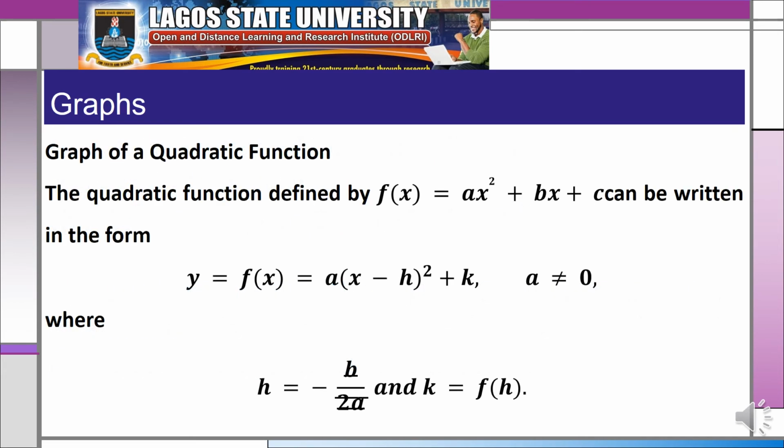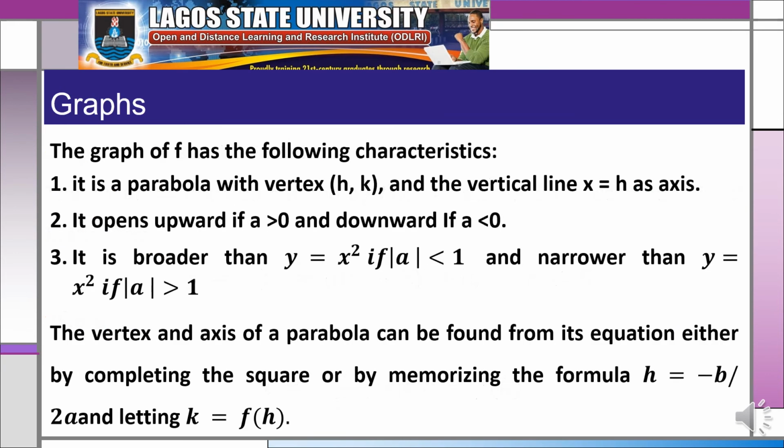Graph of a quadratic function. The quadratic function defined by f of x equals a x squared plus b x plus c can be written in the form a (x minus h) squared plus k, that's completing the square, where a is not equal to 0, and h is equal to minus b over 2a, and k equals f of h. That is, by substituting whatever you have as h into f, and that will give you exactly what k is.